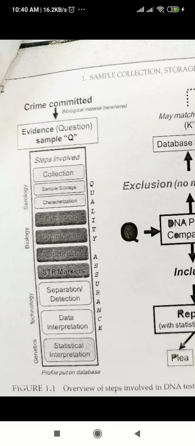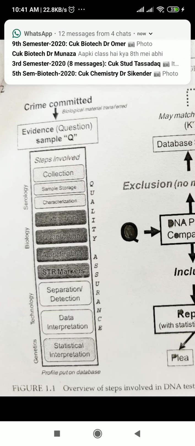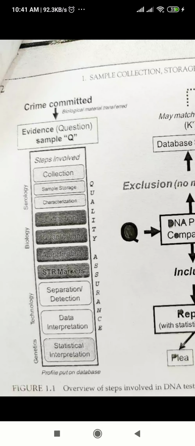So at the crime site, whatever sample we get is the sample in question. There are different techniques involved there: serological testing, biological techniques, technology, and lastly genetics. Serologically, we first have to go for the collection of the sample. This is the first parameter. We don't have to contaminate it. Then second is the sample storage.